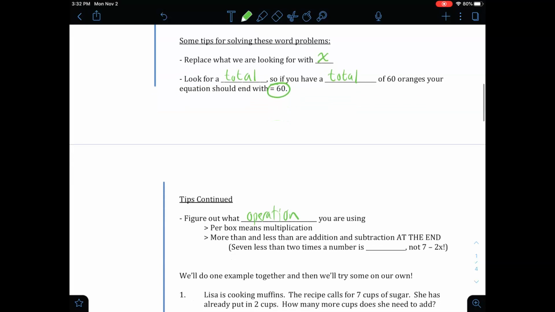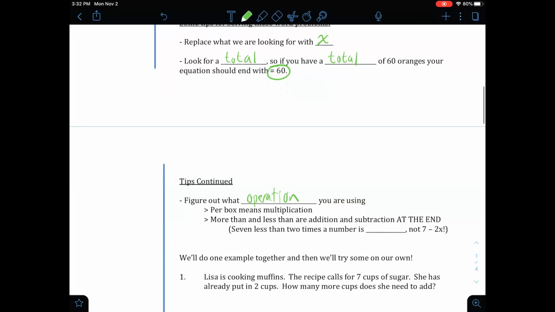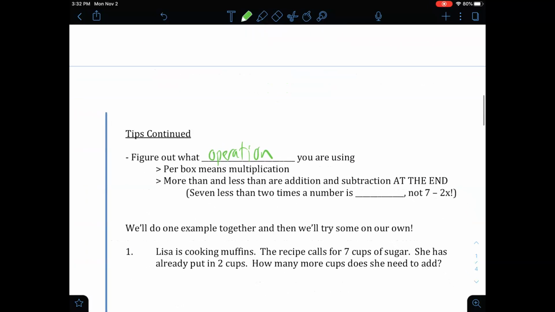And what we've got to be careful about is that more than and less than need to go at the end, all right? So 7 less than 2 times a number is not 7 minus 2x. It's actually 2x minus 7. So less than and more than need to go at the end, okay? Actually, I'm going to write that. Go like this.